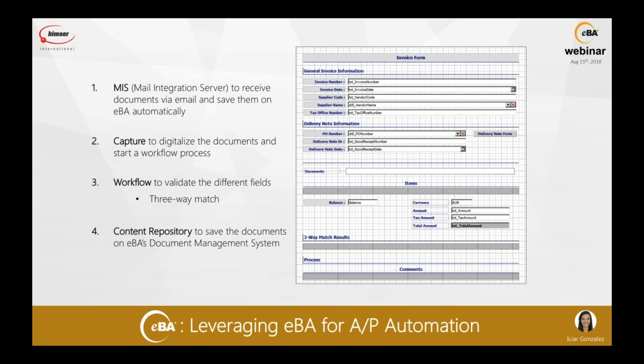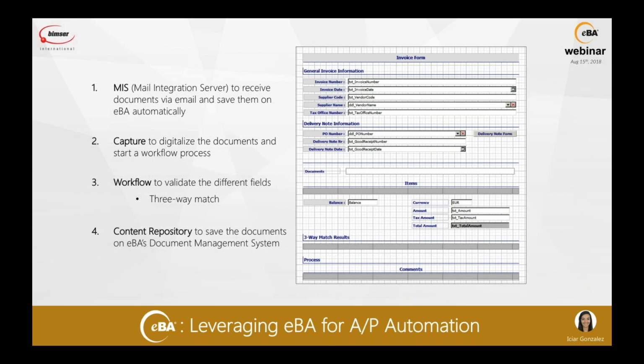So instead of just getting an email, downloading the attachment, and then saving it on eBA, we can literally capture that attachment, place it on eBA, and that way we don't even have to worry about that. We're automating that process directly. Then we are also going to need capture, because all of those documents need to be digitized, so that we can capture the data that's on them to start a workflow process.